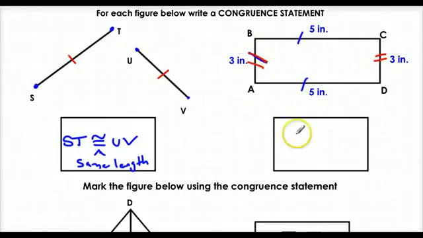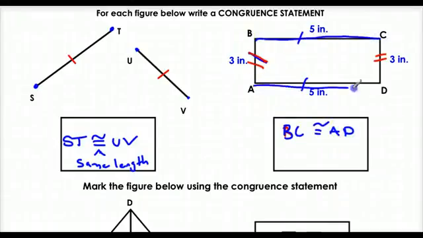So now we know that BC, which is 5 inches, is congruent to AD, and BA is congruent to CD. BA is congruent to CD. They're both the same length.